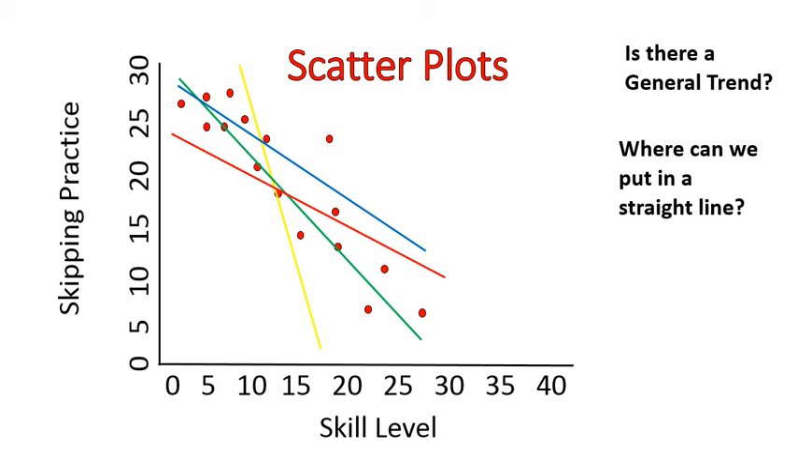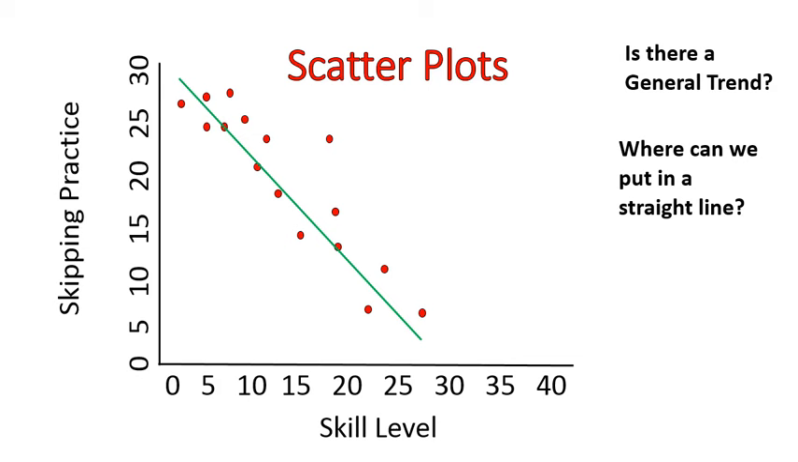As you look at the different lines, you can see the one we had there at the second line, the green one that we put in there, has about the same number of dots below and above. It connects up with a couple of them along the way. It shows us the general trend and is pretty accurate. There is an outlier around skill level 20 up there at the skipping practice 25 times.